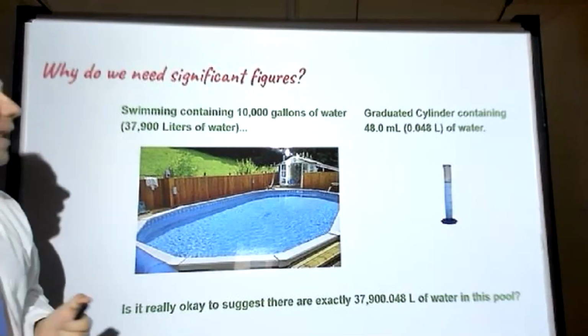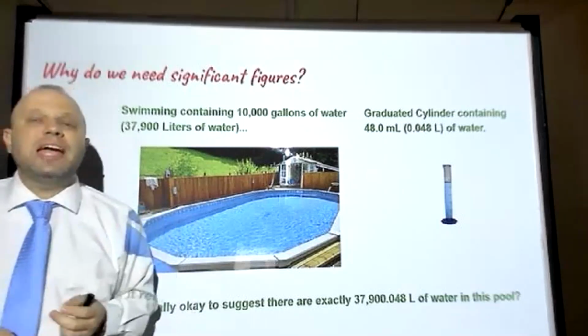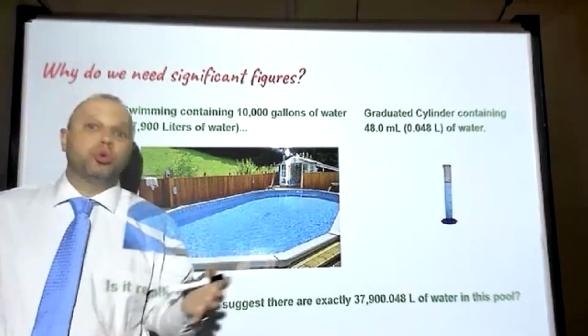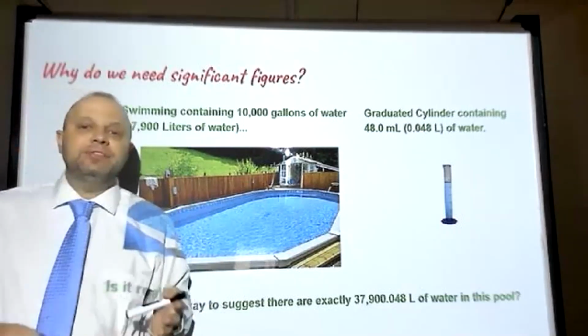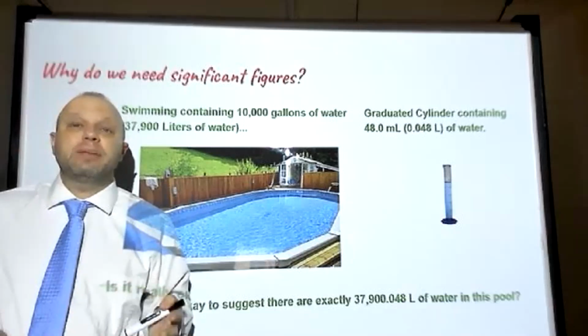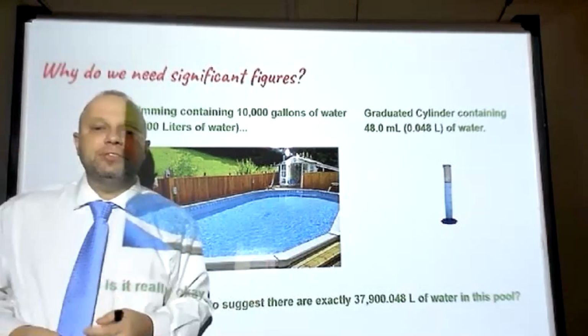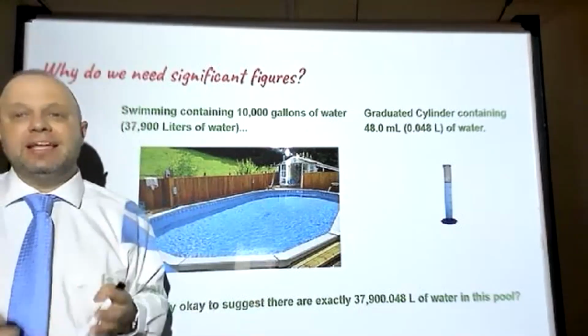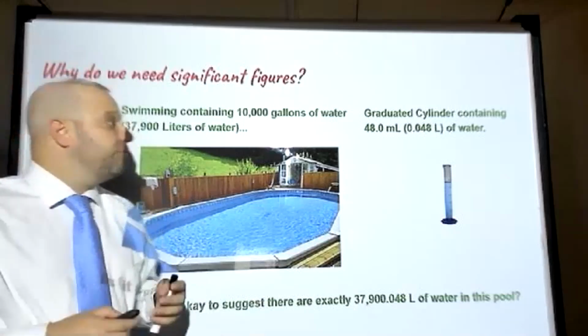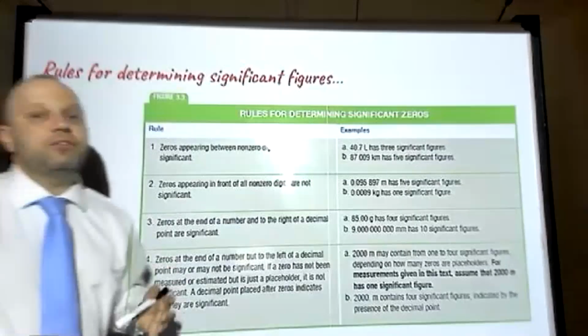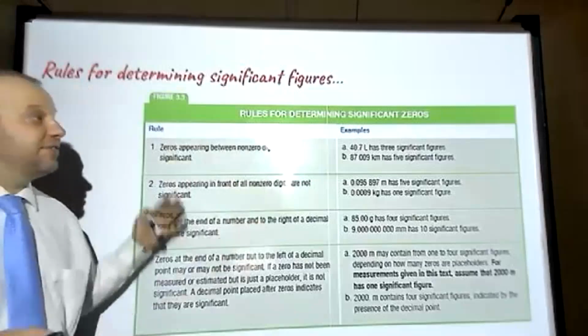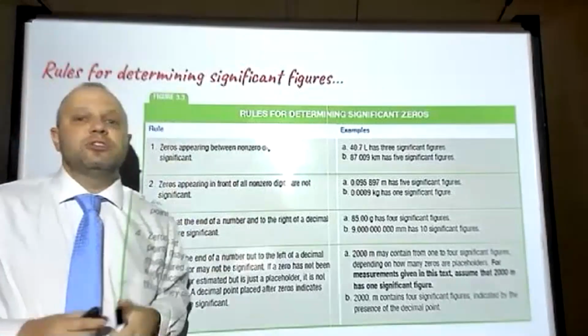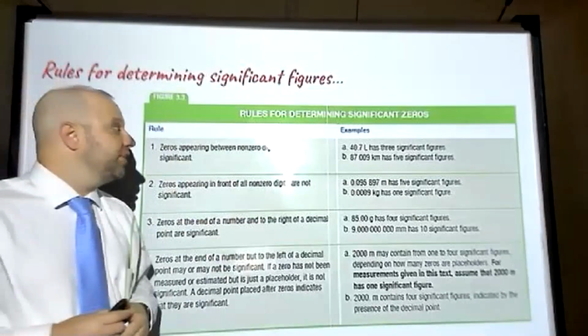So what we're going to do now is take a look at the rules that govern how many significant figures you can use in a measurement, and then we'll talk about how many significant figures you can keep in a calculation. This is straight out of your textbook. This exact image appears in your textbook. It says the rules for determining significant figures.